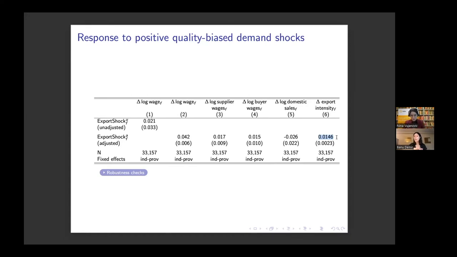We are including all suppliers of the firm, whether it is an existing supplier coming from the beginning of the period or new ones. In the next slide, I'll try to disentangle these different channels. So how much of it is coming from new suppliers? How much of it is coming from existing suppliers?